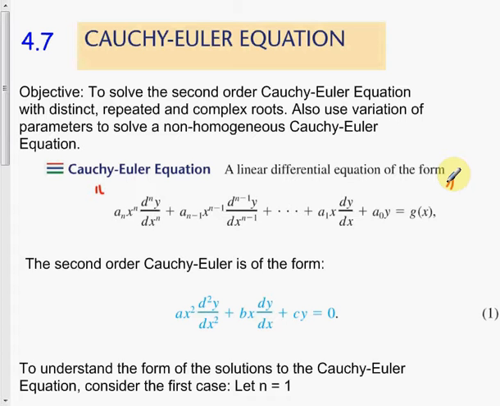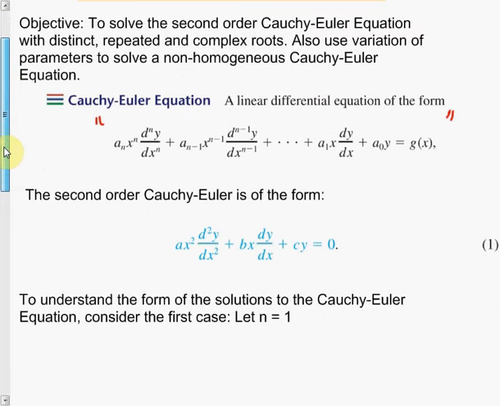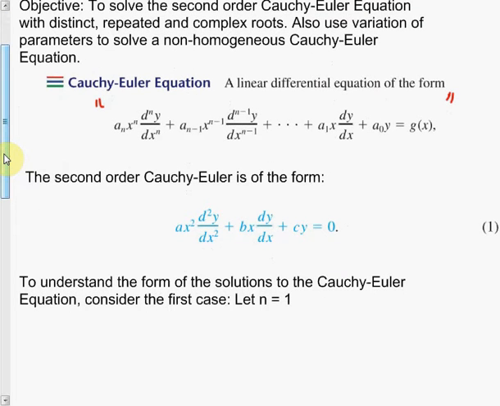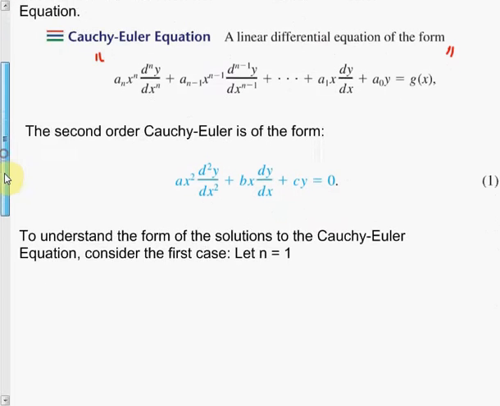Well, to understand this, let n equal to 1. Let n equal to 1, and see how the solution looks. If you get an idea of that solution from n equal to 1, then you can extrapolate that the solutions for n equal to 2 would be similar, n equal to 3, and then so on would have similar type form.